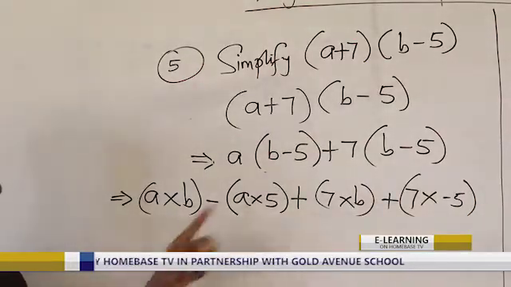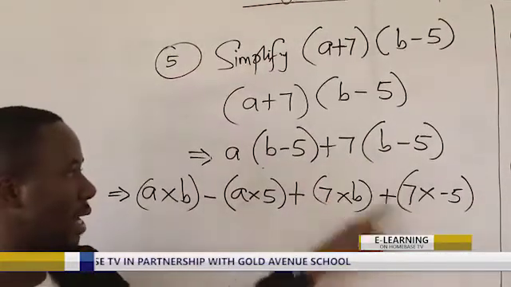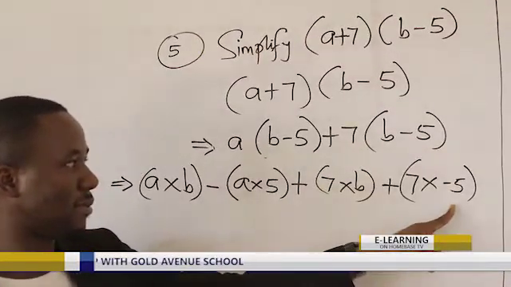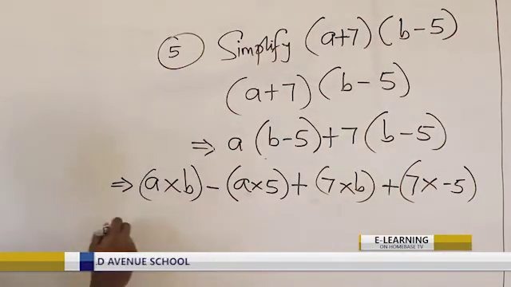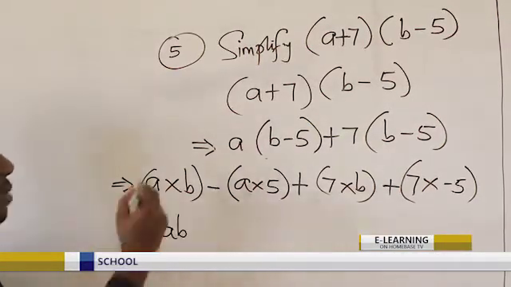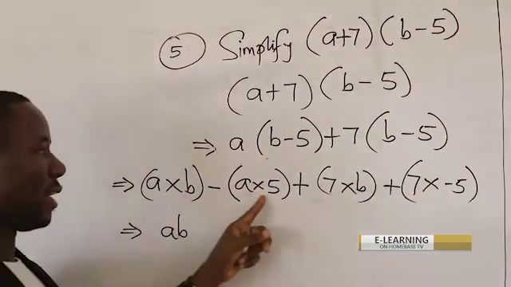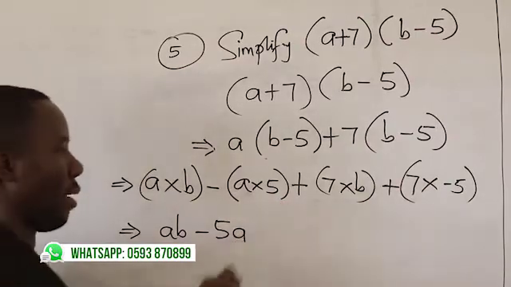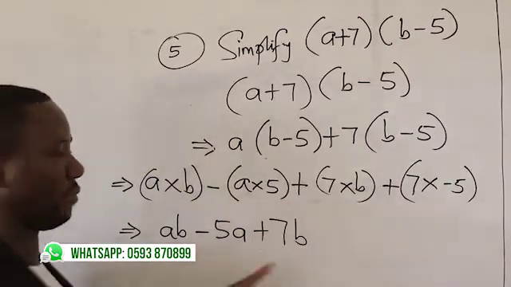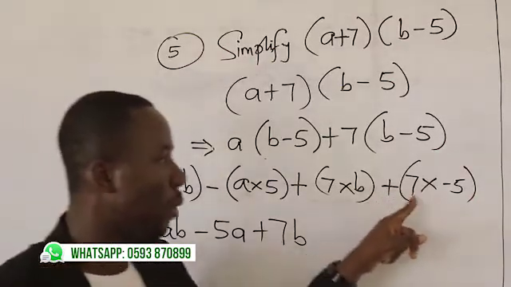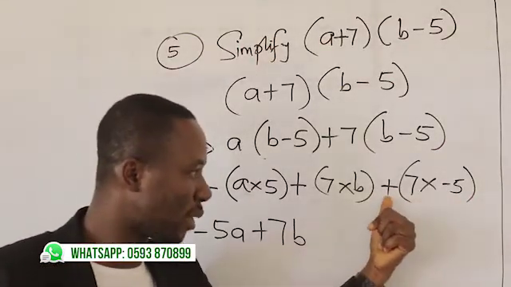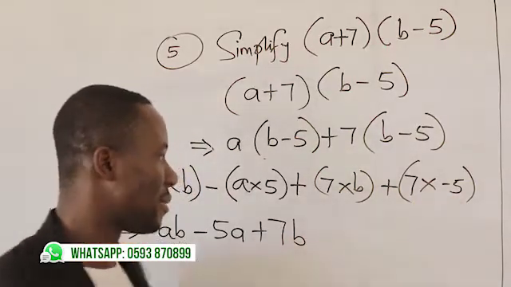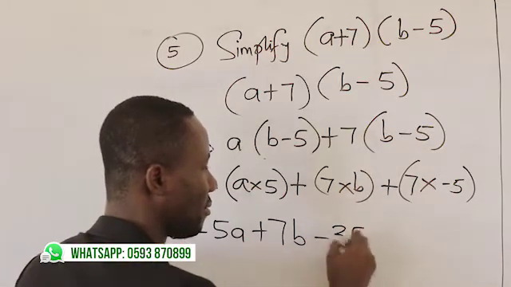So from here, you see 7 times this, and then 7 times negative 5. 7 times B, 7 times negative 5. Good. A times B, AB, negative 5A, positive 7B. Positive times negative, although there's positive here, positive times negative will give us a negative value. So it becomes negative 35.